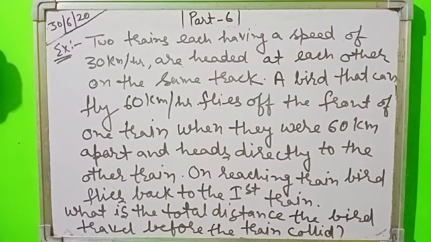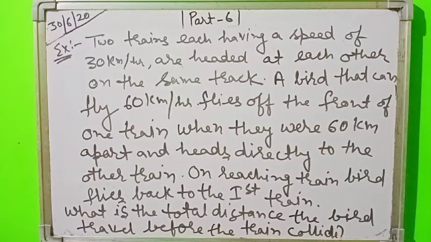On reaching the other train, the bird flies back to the same first train. So the bird continuously keeps flying from one train to the other train while the distance between the trains is 60 kilometer. Then you have to find out the total distance the bird traveled before the trains collide. It is obvious that the trains are facing towards each other, so they will collide. So before collision between both the trains, what is the distance traveled by the bird?